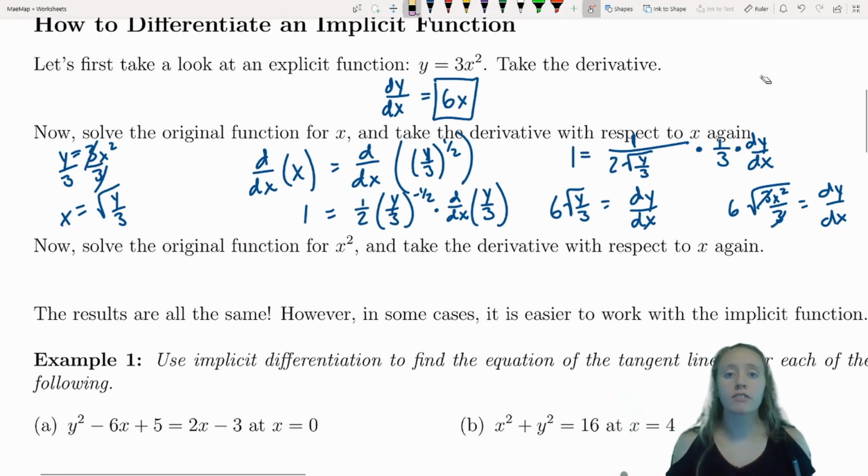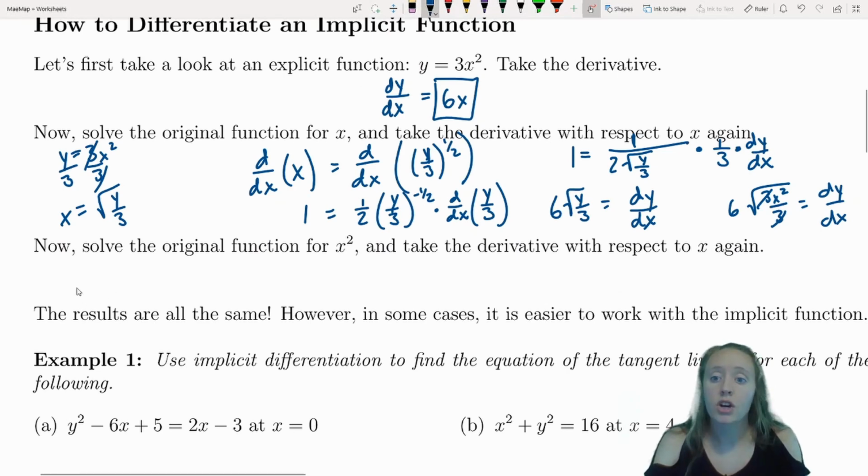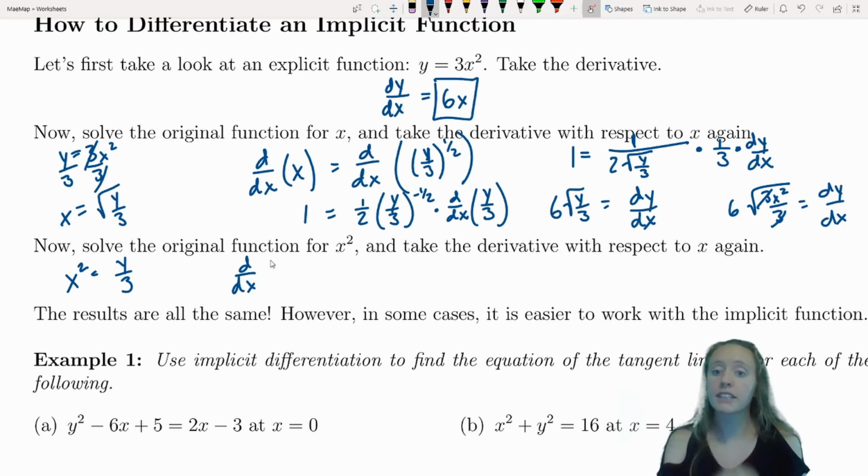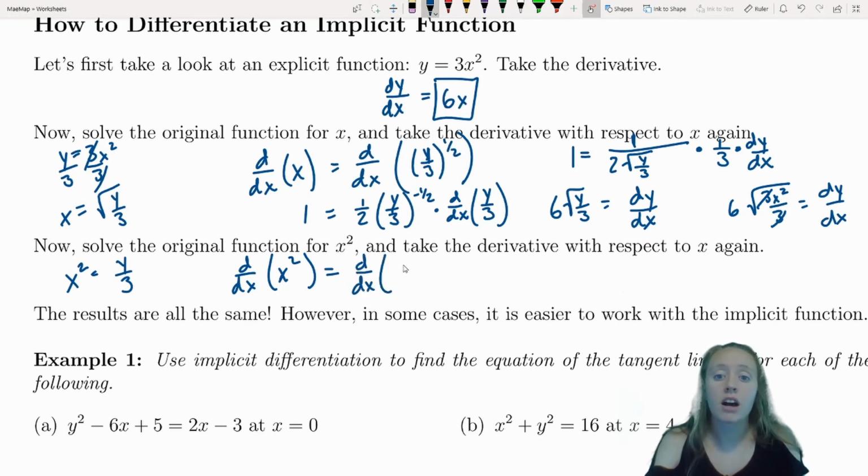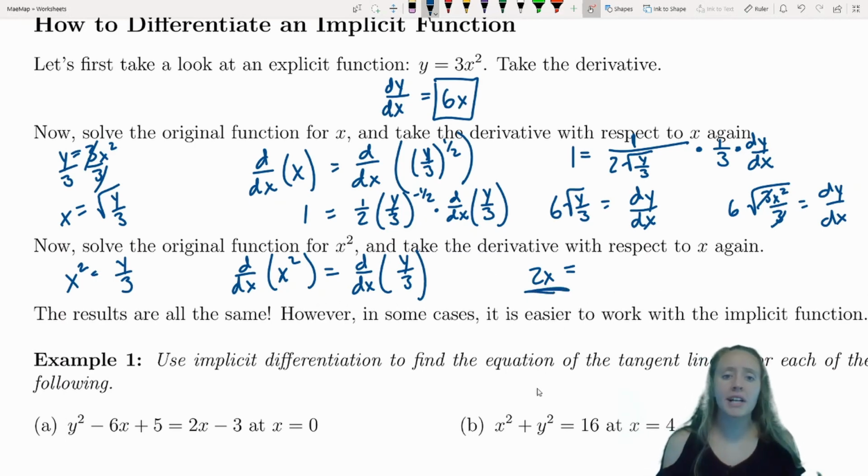Now, as opposed to solving for x, let's solve for x squared. And that's simply by dividing by 3. So we're going to have that x squared is equal to y over 3. Now if I was to take the derivative of both sides at this point, with respect to x still, the derivative of x squared with respect to x is going to equal the derivative of y over 3 with respect to x. The derivative of x squared is 2x, and that's going to be equal to, and again, it's just 2x, not 2x times something else.